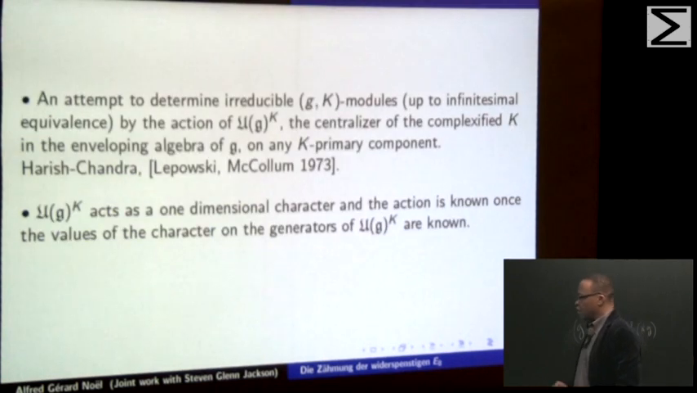So this is the philosophy. The philosophy is that this will act as a one-dimensional character. Basically, it's just multiplication by a scalar. So if you know the action on this primary component, on the generators of this, then you should be able to generalize everything.